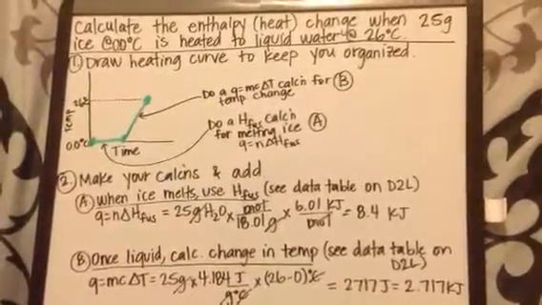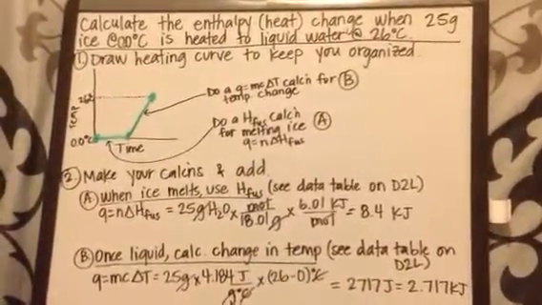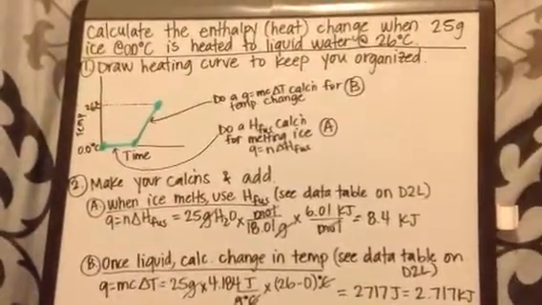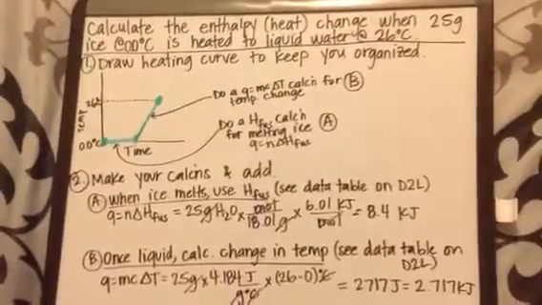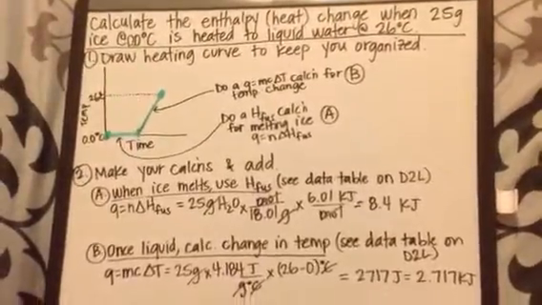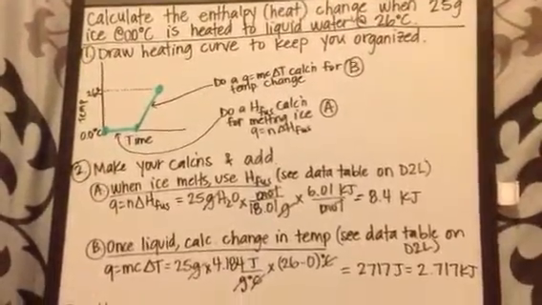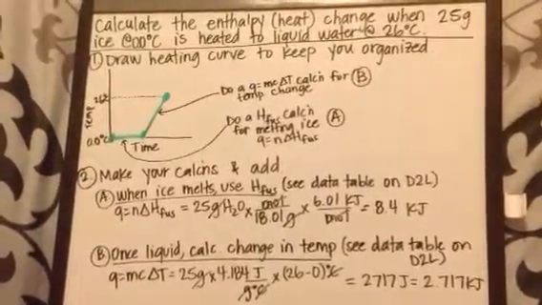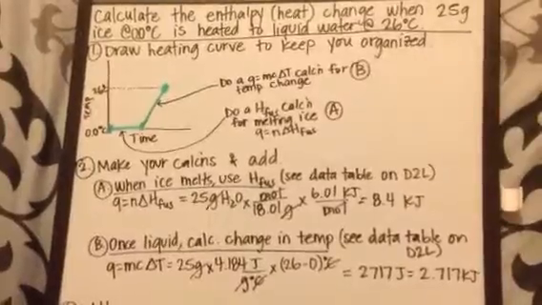Calculate the enthalpy change. Enthalpy is just heat, or Q, when 25 grams of ice at 0.0 degrees Celsius is heated to liquid water at 26 degrees Celsius. Now, when you're dealing with these kinds of problems where you've got phase changes and temperature changes, making a heating curve helps you keep organized.